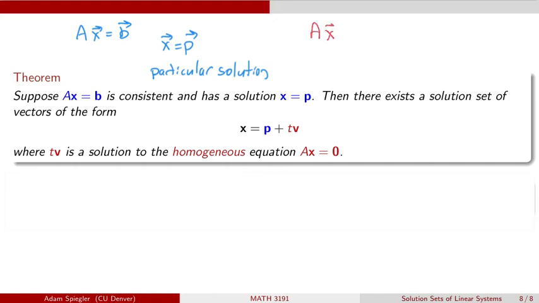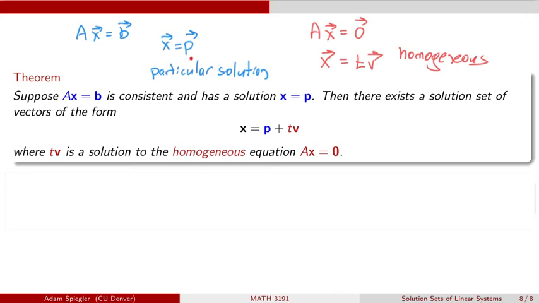And we also know that the homogeneous system has a solution which can be written as x equals t times the vector v. So we're going to call this the homogeneous solution. And so if I know at least one solution to the non-homogeneous system, and I know how to describe all possible solutions to the homogeneous system, then we can generate all possible solutions to the non-homogeneous system.